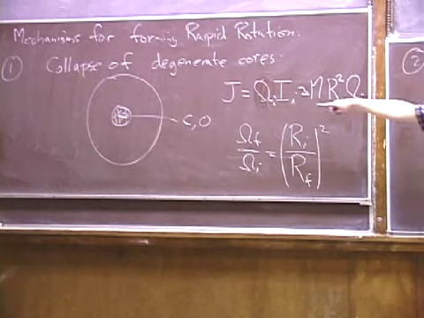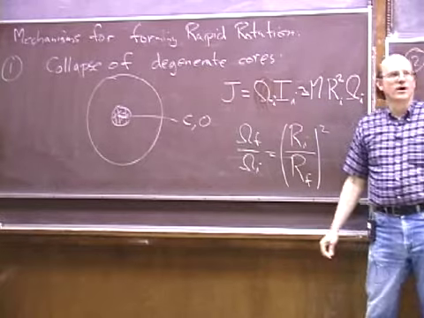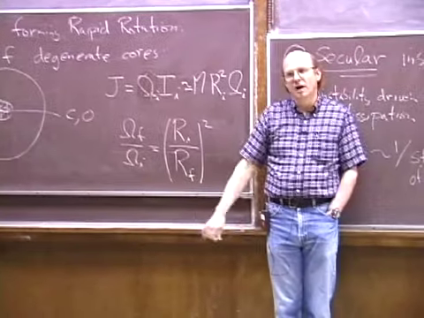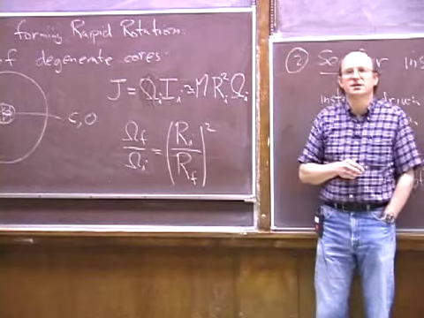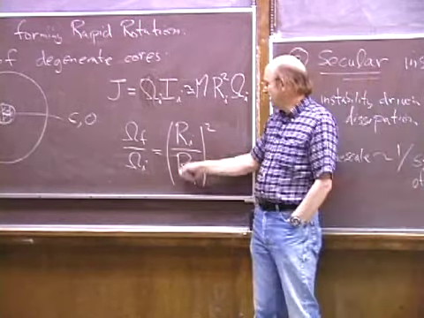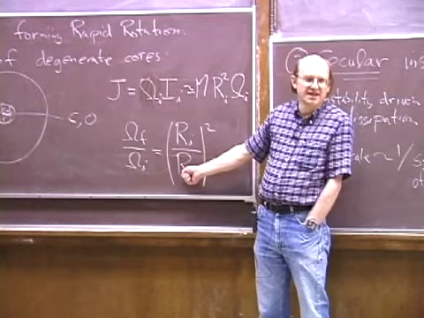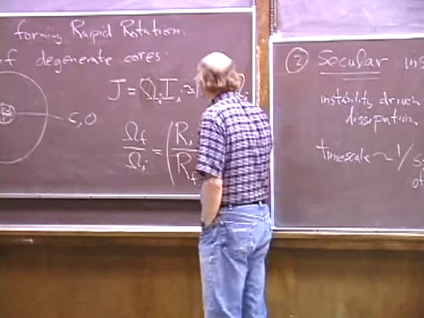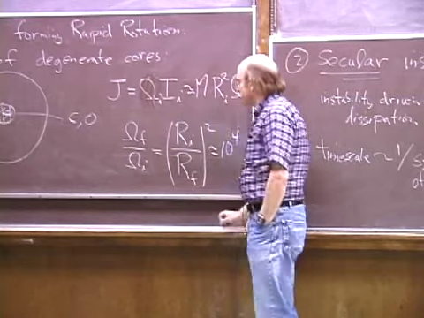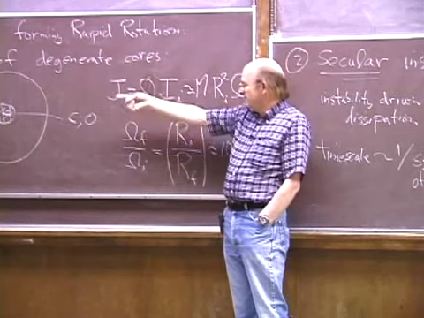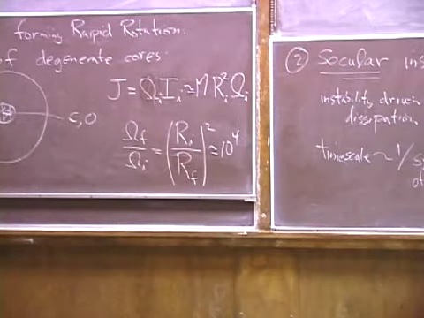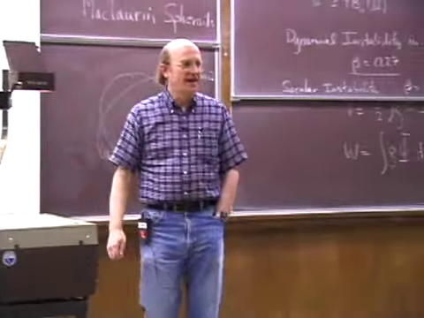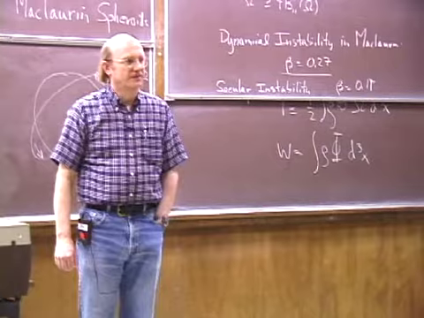So if this initial core is something like a white dwarf, which has a size of about 1,000 kilometers, and the final object is something like a neutron star, which has a size of about 10 kilometers, then this ratio is something like 100, and squared is something like 10 to the fourth. So the angular velocity of the final object after the collapse tends to be a large multiple of the initial angular velocity. So even a fairly slowly rotating initial configuration can end up fairly rapidly rotating via this mechanism.